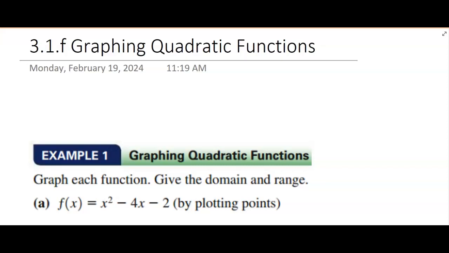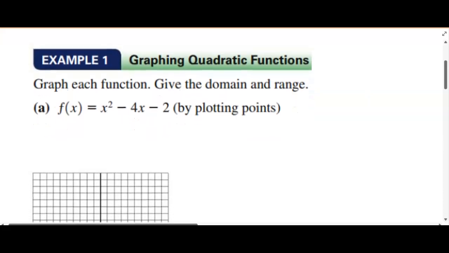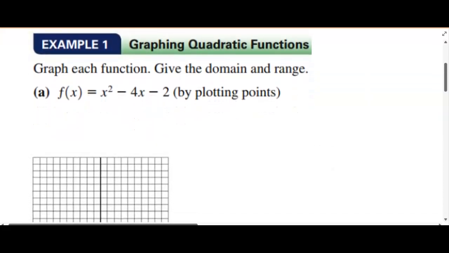So we're going to graph some quadratic functions and we're going to give the domain and range. There are 3 of them, and we're going to look at the directions. We're going to do what they say to do, and we'll go from there.